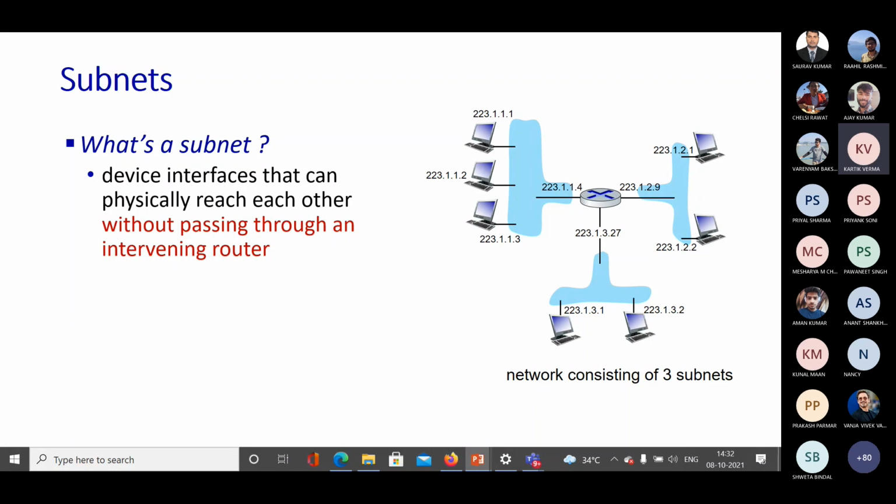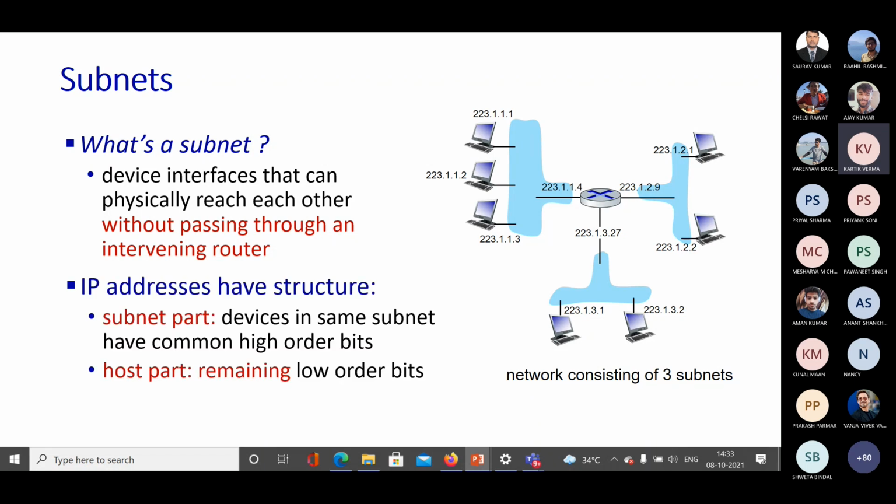And this is not the packet service that I am talking about. Physically, you do not have to pass through any router to reach this particular host. So essentially, all the hosts which are connected to a given interface without the intervention of a router in between fall under the category of a subnet.